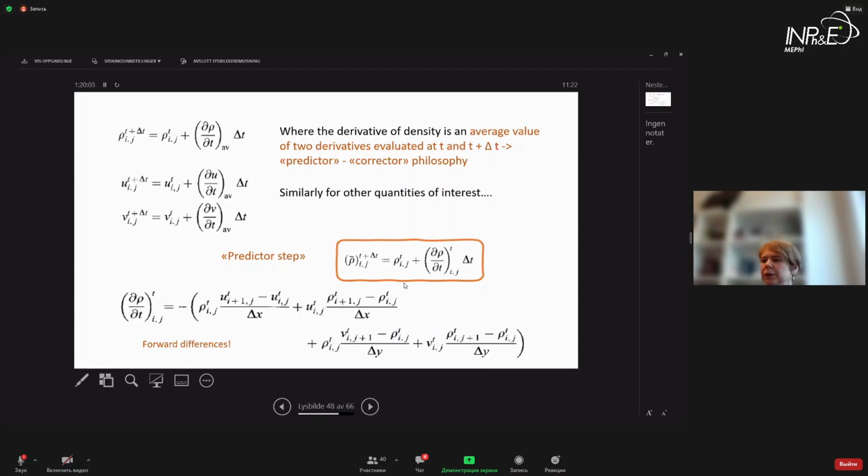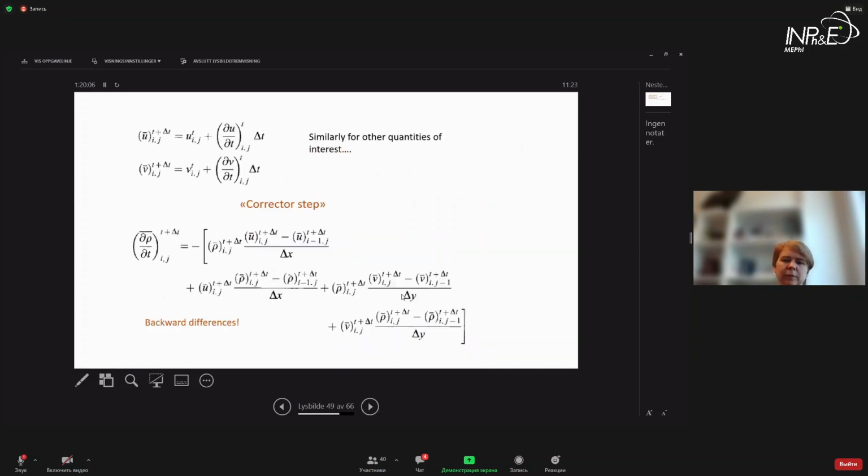This is our predictor step. The next step is the corrector step, where we are again doing almost the same thing, but now you see all those quantities with a bar over. They are the ones that were computed in the previous step, the predictor step, and we're putting them in, but now we are walking backwards.